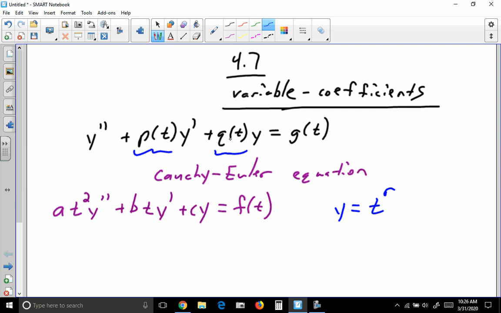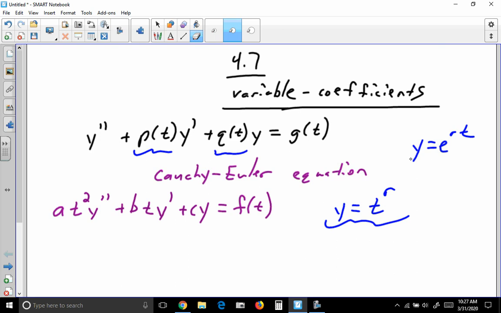Now remember, when our coefficients were constants, our solutions were in the format e to the rt. But when we have variable coefficients of this specific type, our solutions are going to be in this format, y equals t to the r. And very similar to y equals e to the rt, we're going to be solving a characteristic equation to help us find out what r needs to be. So let's look at why this is going to work.